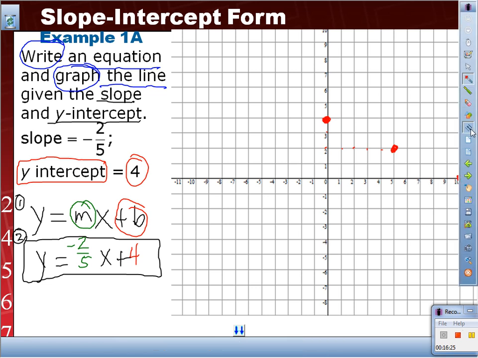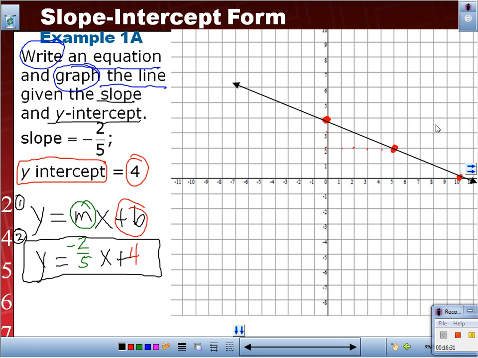Once you have at least 3 points, get your straight edge or your index card and you graph your line. Copy that, please.